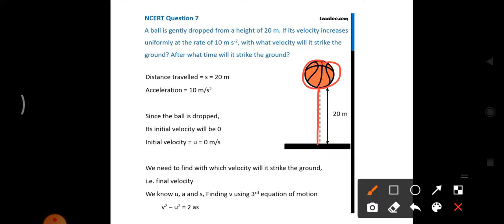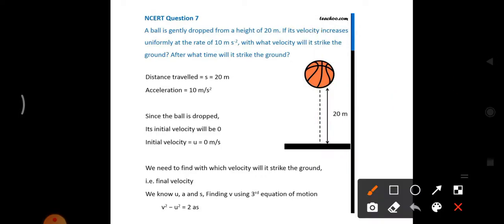So when we drop a ball from some height, it has an acceleration, instead of velocity you have to add acceleration. It has a uniform acceleration of 10 meter per second squared. So what is the final velocity when it reaches the ground? And how much time will it take to reach the ground? You have to find the final velocity v and the time t.